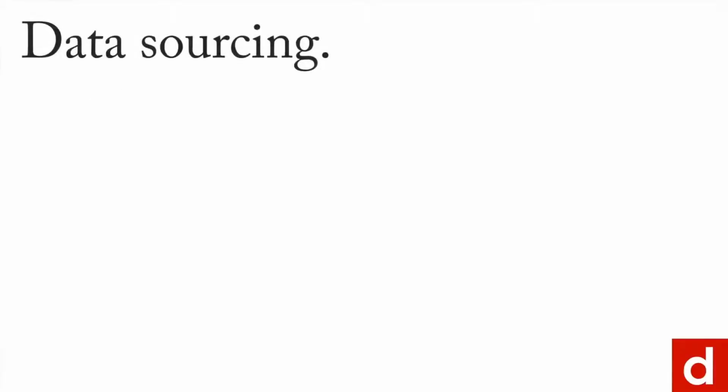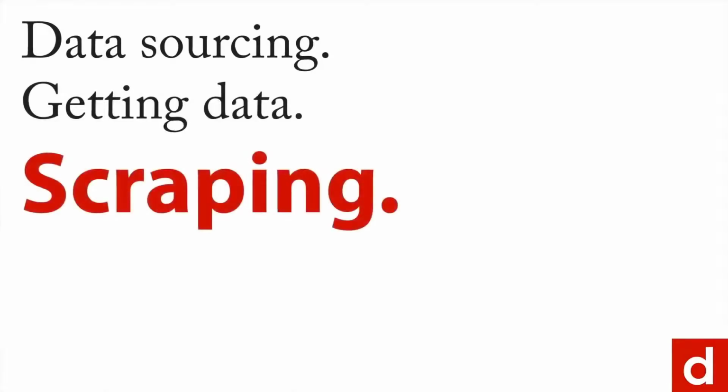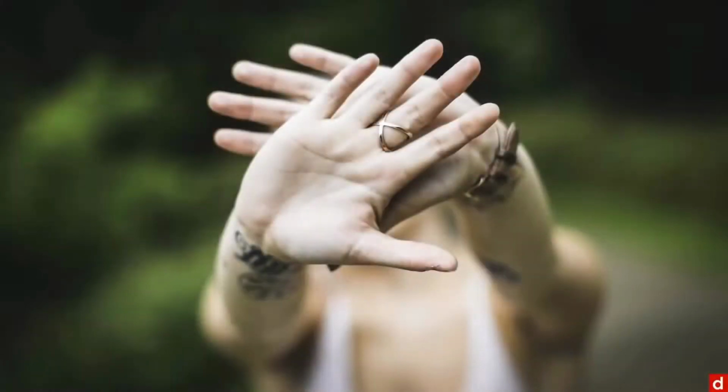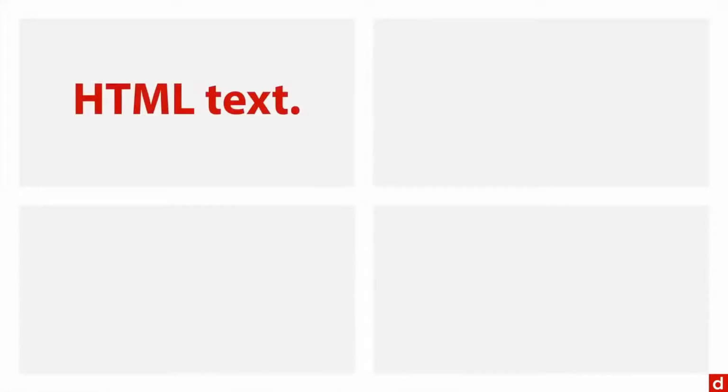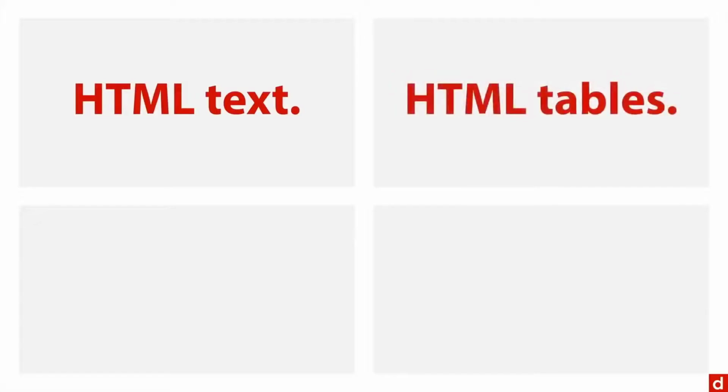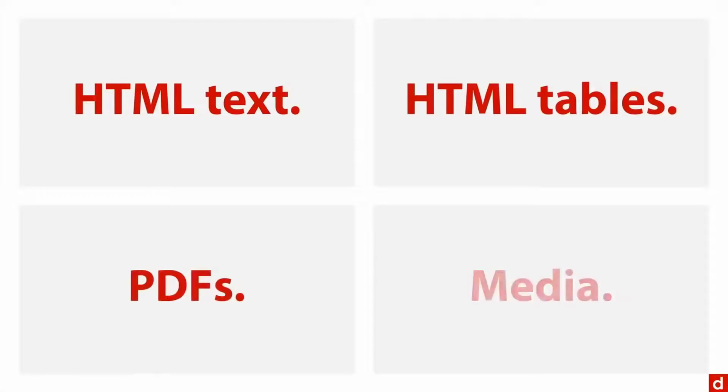When you're looking for data, another great way of getting data is through scraping. And what that means is pulling information from web pages. I like to think of it as when data is hiding in the open. It's there, you can see it, but there's not an easy, immediate way to get that data. Now, when you're dealing with scraping, you can get data in several different formats. You can get HTML text from web pages. You can get HTML tables, the rows and columns that appear on web pages. You can scrape data from PDFs, and you can scrape data from all sorts of media like images and video and audio.